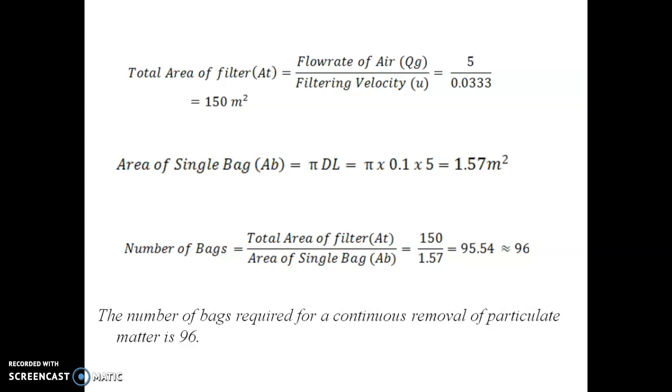Then number of bags can be calculated by taking the ratio of the total area of the filter and the area of the single bag, that is 150 divided by 1.57 gives us 95.54, and that is approximately 96, rounded off. So the number of bags required for a continuous removal of particulate matter is 96.